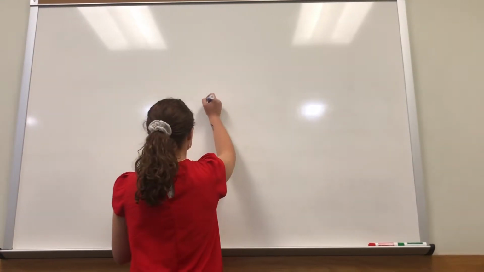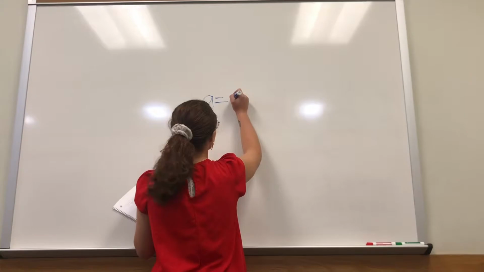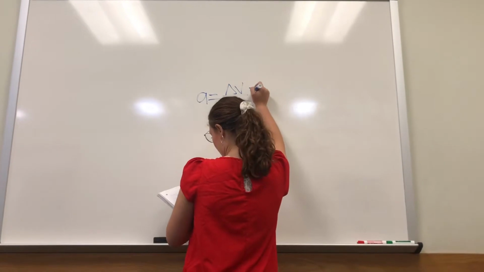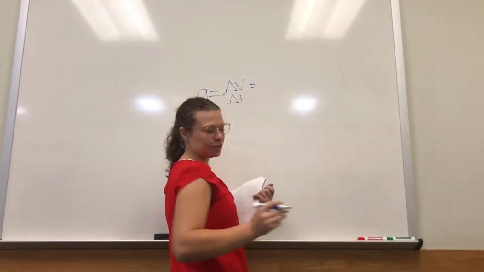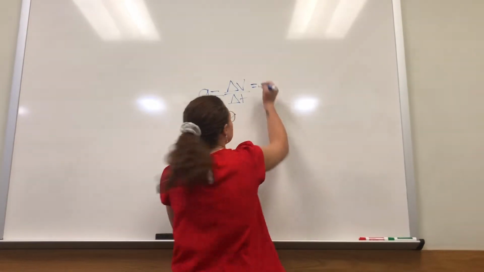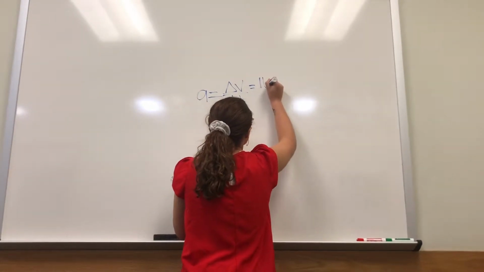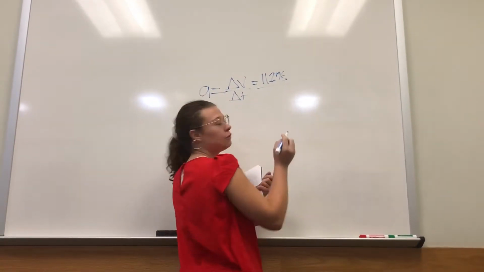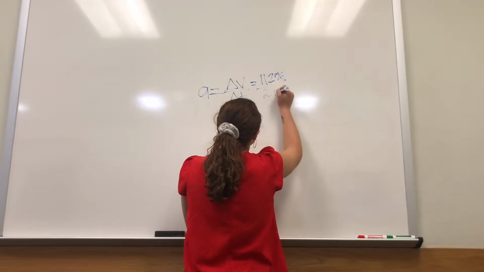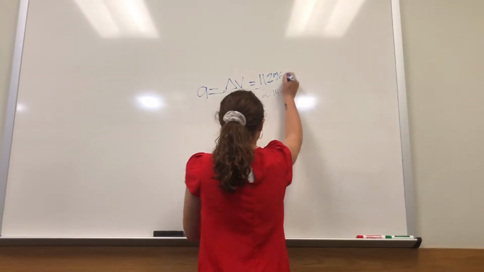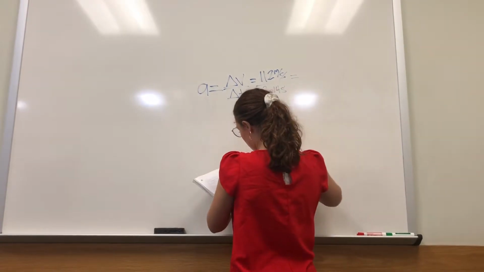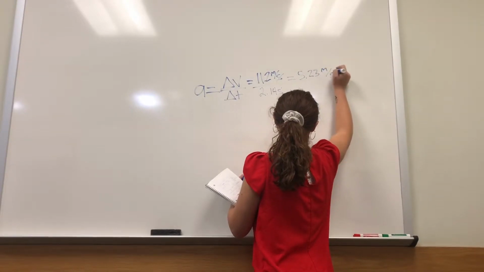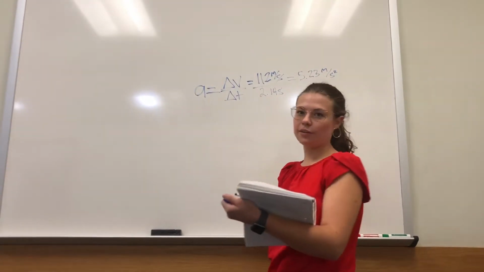And the acceleration we're going to use is change in velocity over change in time. And so his initial velocity was 0, and his final velocity is 11.2 meters per second. So that's what we're going to write. And then his change in time, it said, was 2.14 seconds. And that gives us 5.23 meters per second squared.